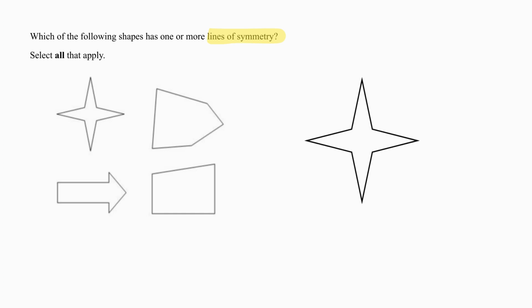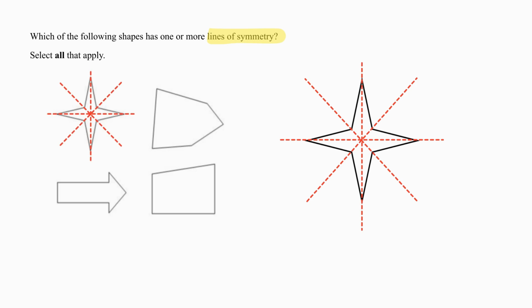Look at this 4-pointed star. Imagine drawing a line straight down the middle from the top point to the bottom point. If you folded it, would the left and right sides match? Yes. Vertical lines match perfectly. Horizontal lines match perfectly. It even has diagonal lines of symmetry. Therefore, this shape definitely has one or more lines of symmetry.